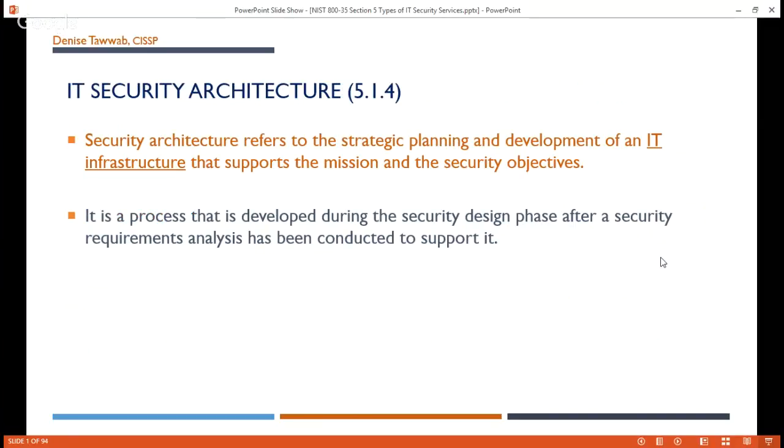Another security service is IT security architecture. Your security architecture refers to the strategic planning and the development of an IT infrastructure that supports the mission and the security objectives. So you have your enterprise architecture, which is how your systems that support all of your company operations are set up and interconnected. And within that system, you have your IT security architecture. So a service provider can help you with that. It is a process that is developed during the security design phase after a security requirements analysis has been conducted.